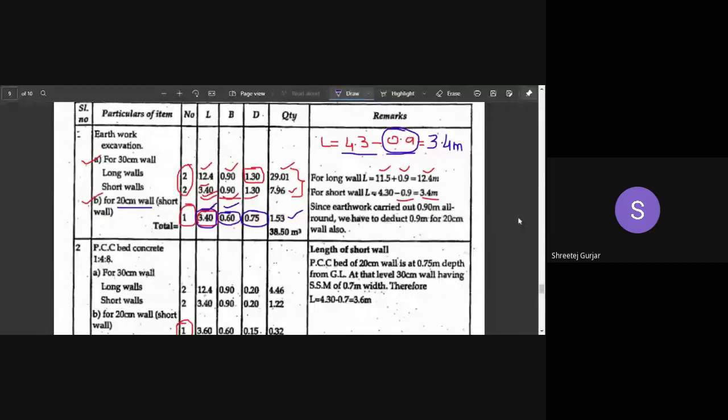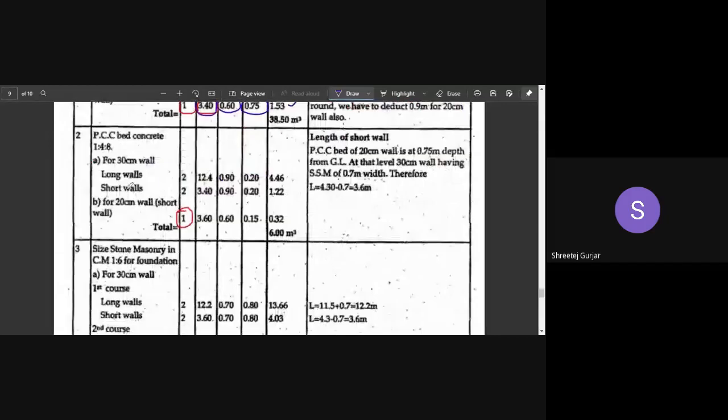Okay, so what we will do is we will move on to the next quantity of calculation that they have asked, which is PCC bed concrete in 1:4:8. As I said, we have to calculate it separately for the 30 centimeter wall and separately for the 20 centimeter wall. Coming to the 30 centimeter wall, we know that we have two long walls and two short walls. That is our external wall, which I marked in red, right? So we have two long walls in that and two short walls.